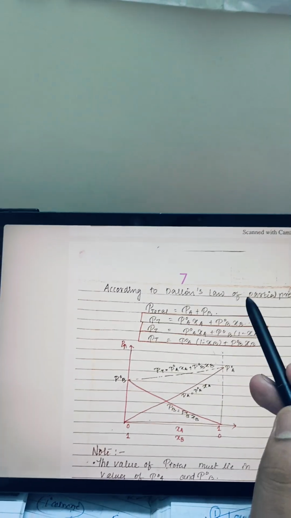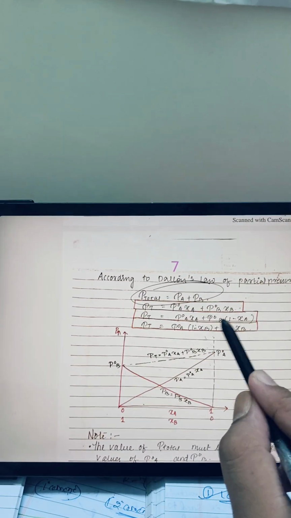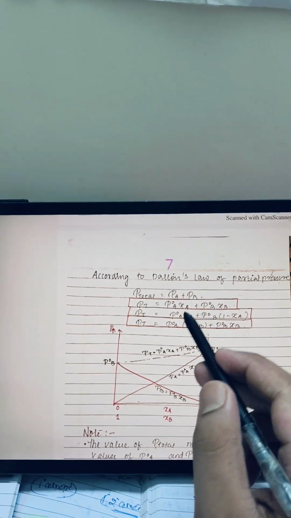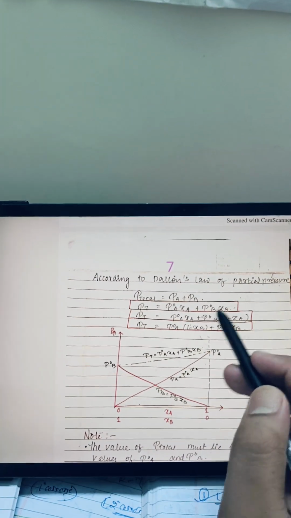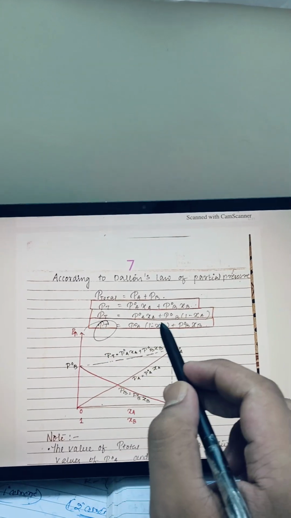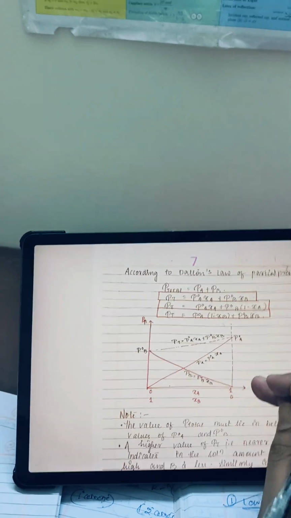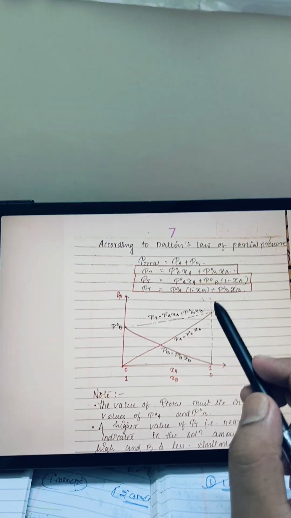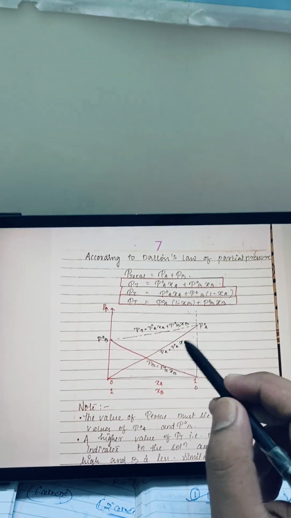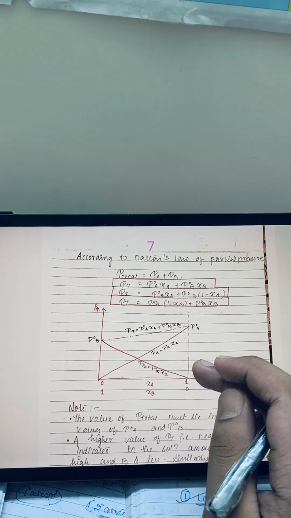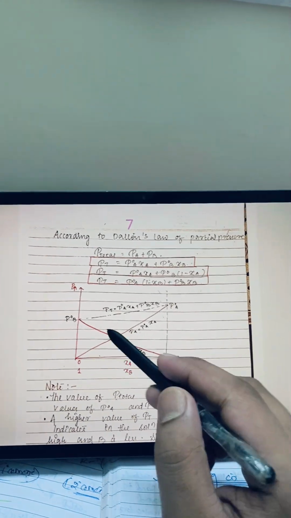According to Dalton's law of partial pressure, P total is equal to Pa plus Pb. And we know from Raoult's law, Pa naught chi A plus Pb naught chi B. Pt is equal to Pa naught chi A plus Pb naught 1 minus chi A. And we have Pt is equal to Pa naught 1 minus chi B plus Pb naught chi B.